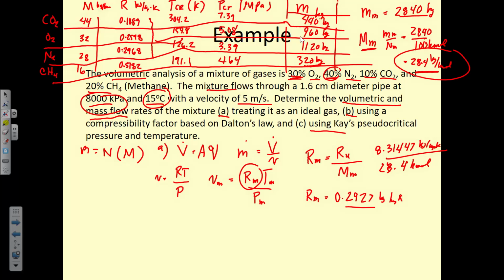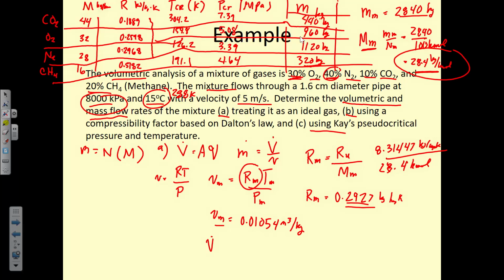So now we can calculate our V sub m. If we plug in the numbers using the gas constant that we just calculated, our temperature is 288 K, and our pressure is 8,000 kilopascals, then we get a volume equal to 0.01054 meters cubed per kilogram. So that's the specific volume of the mixture. We could also, if we wanted, determine the individual specific volumes of each gas. We don't need this.